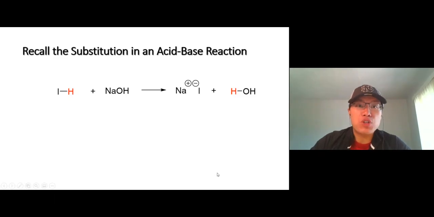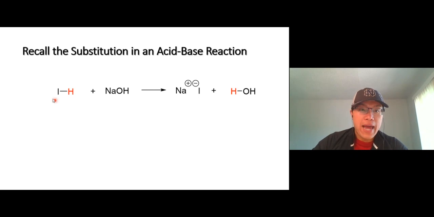We are going to learn about substitution reaction in this chapter. But don't feel like this is a new topic for you. You have seen substitution reaction before, and actually in an acid-base reaction, that's chapter 3, right? We call those acid-base reaction, but it's a type of substitution reaction. If you don't believe me, let me show you.